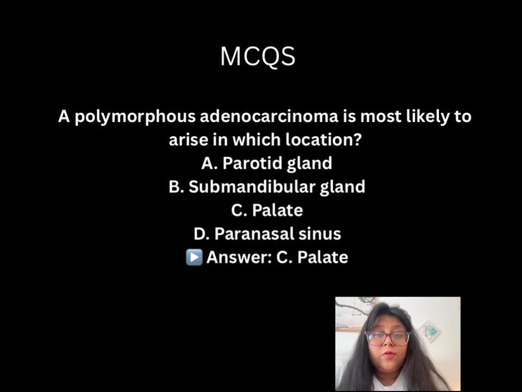Next question. A polymorphous adenocarcinoma is most likely to arise in which location? A. Parotid gland, B. Submandibular gland, C. Palate, and D. Paranasal sinus. I have told you in the lecture. The answer for this is C, Palate.